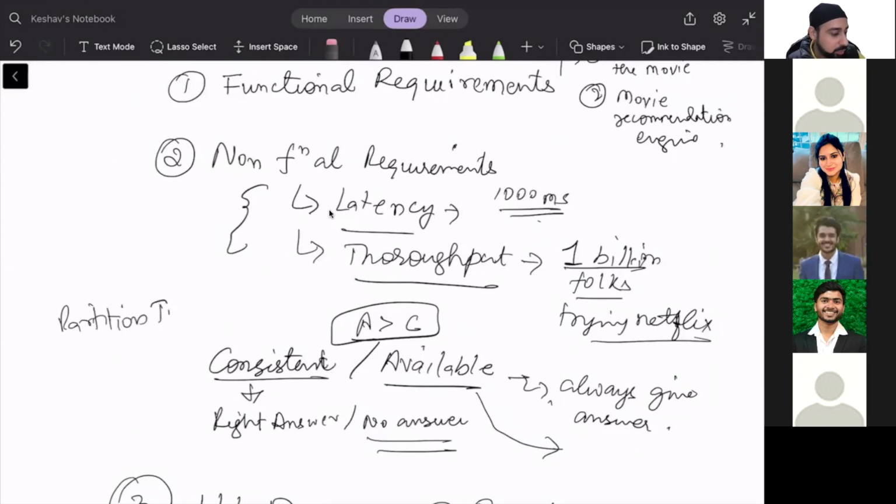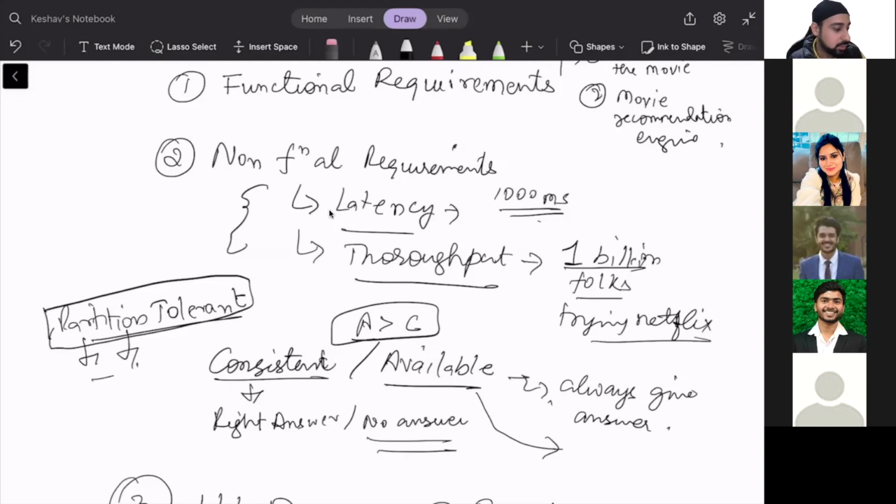When I say partition tolerant, it means that in case there is a network failure, let's say you deployed a service, you'll never deploy a single instance of a service in any environment. You'll always have multiple instances of the same service running. So if one or two instances go down because of a network failure or some other issues, your system is still functioning. So partition tolerance will generally be there.